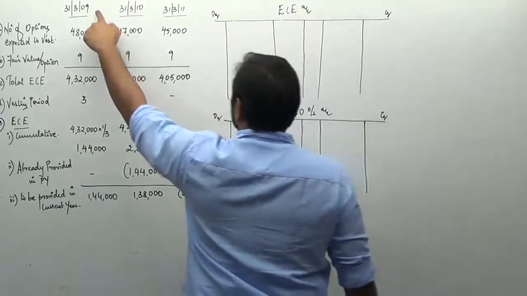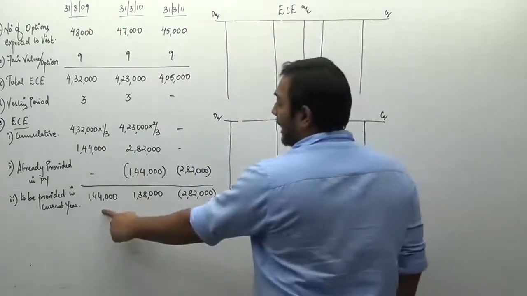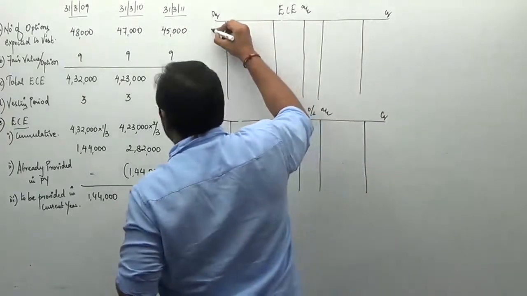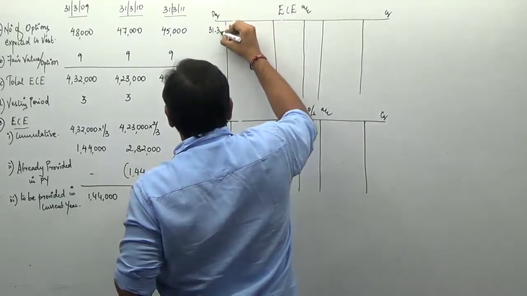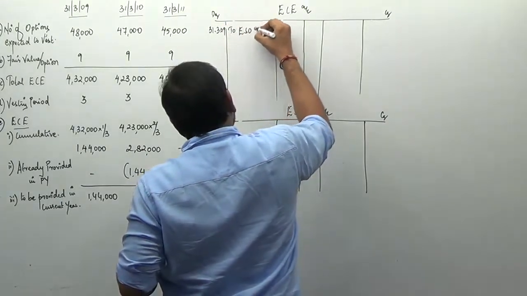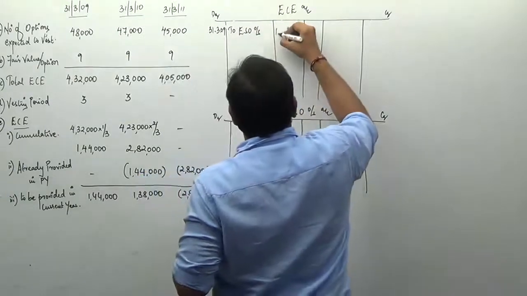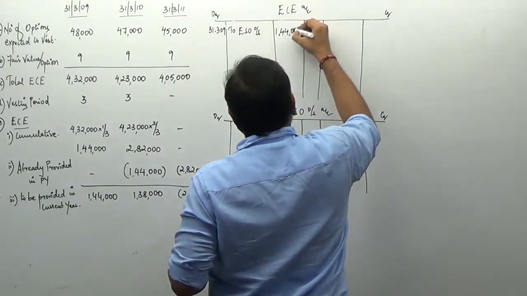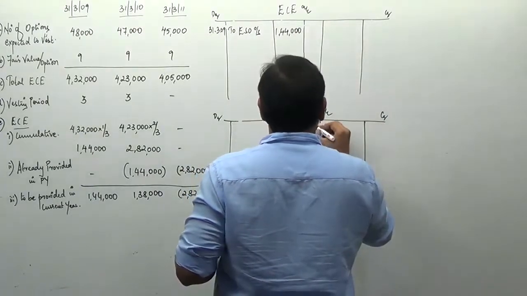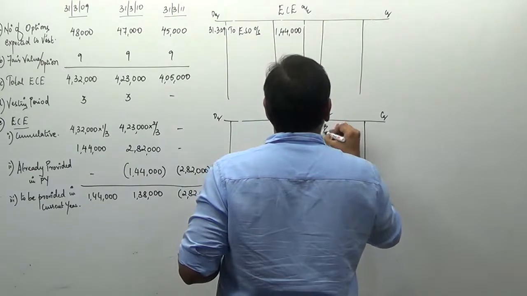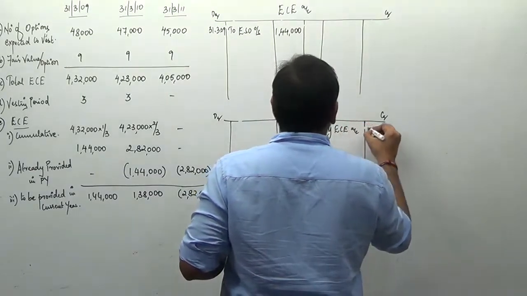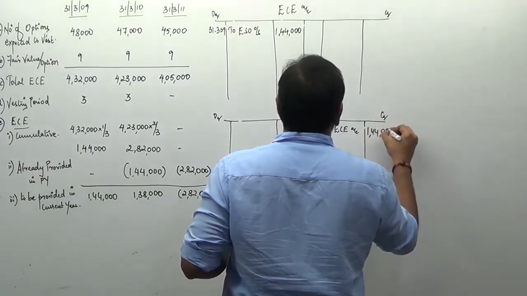First entry to be passed on 31st March 09. Amount is 1,44,000. Entry is ECE to ESO outstanding, 31st March 09, to employee stock option outstanding 1,44,000. Posted into 31st March 09, even in ESO account, by ECE account 1,44,000.